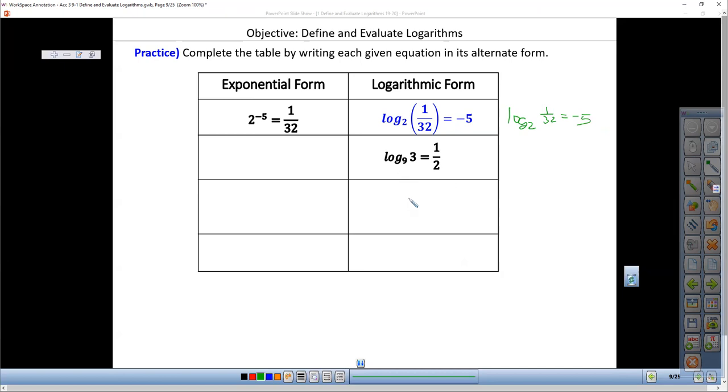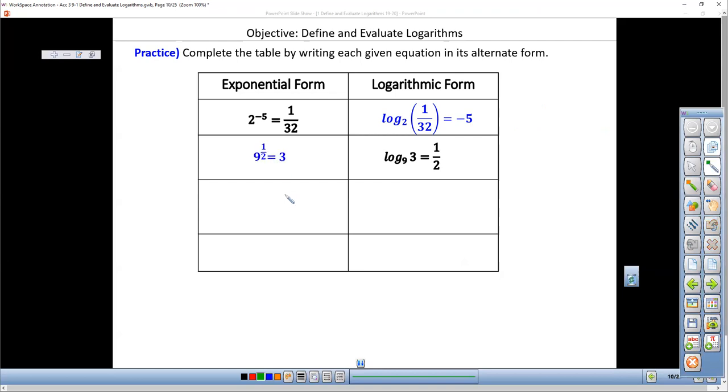All right, try this next one. Pause the video. Exponential form here for this one, you should have 9 to the 1/2 power equals 3. All right, next one. Let's take a look.